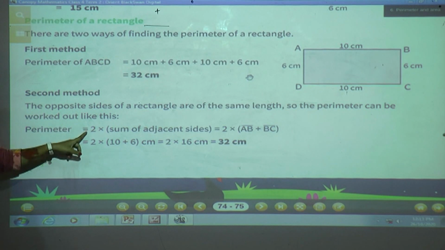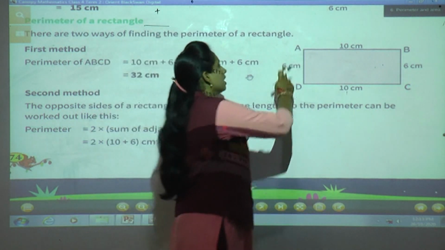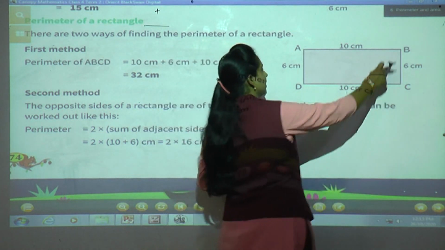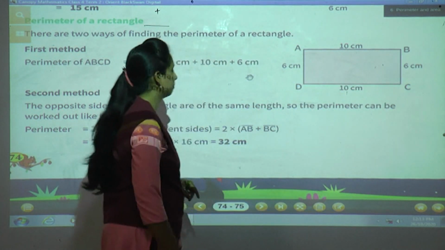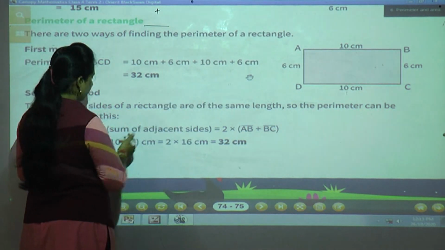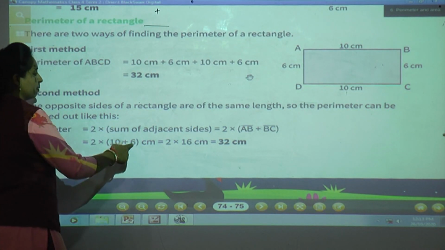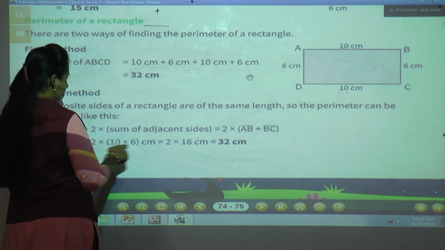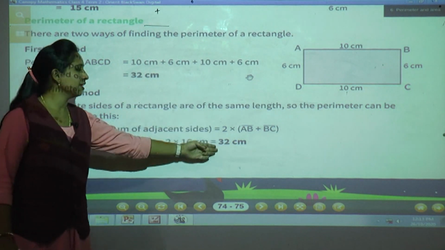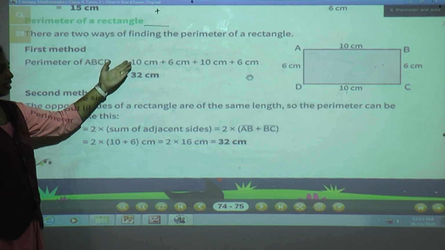So how can you find out? 2 multiplied by the sum of adjacent sides. What are the adjacent sides? AB is equal to CD, so we have to write AB plus BC, since AD is equal to BC, so write BC only. Now 2 multiplied by AB, how much? 10 plus 6. BC is 6. So what you have to do? 10 plus 6, we have to add, 16. Then 2 multiplied by 16 is 32. The answer we get is the same. 32 centimeter, 32 centimeter.